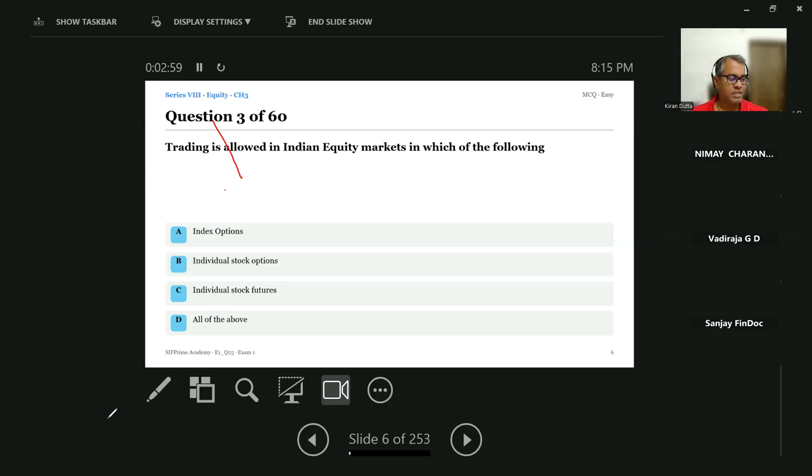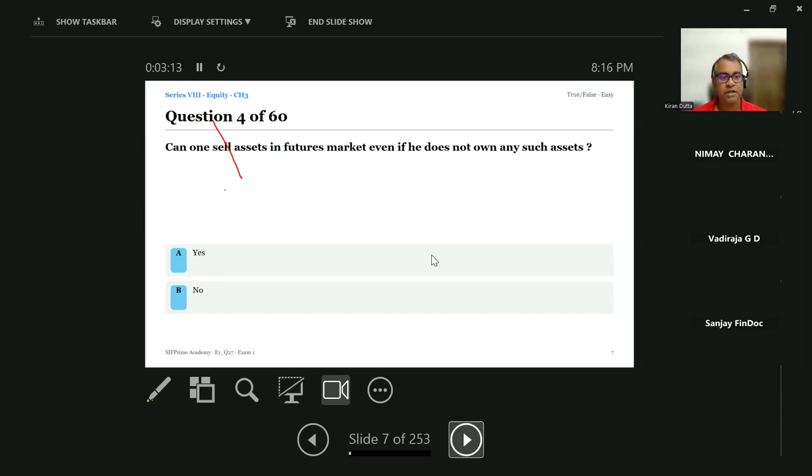Trading is allowed in the Indian markets in which of the following? We have done this again. All of the above, yes. Individual stock options. We'll quickly go through. We'll increase the space here. Can one sell assets in the futures market even if one does not own any such assets? The answer is yes, right?